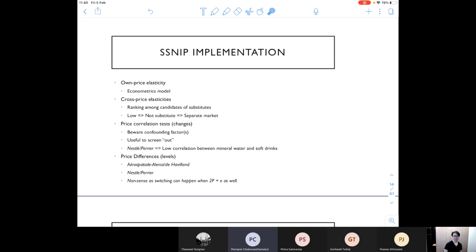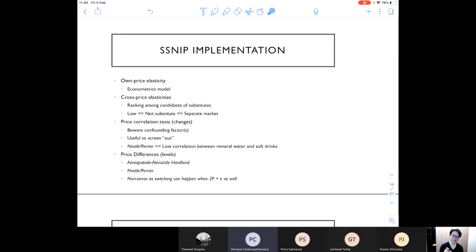And you keep doing this. If the elasticity is quite low, then they are not substitutes, right? And you just separate them. But if you cannot find this, because in practice it's quite difficult, you can go for something at a lower level, the price correlation test, right? You see that whenever the price of banana increases, the price of apple also increases.